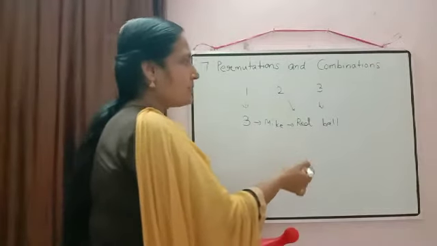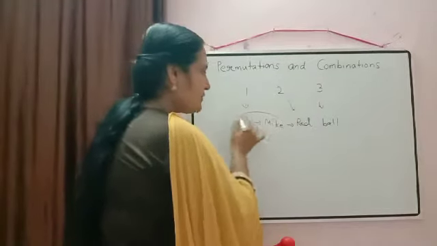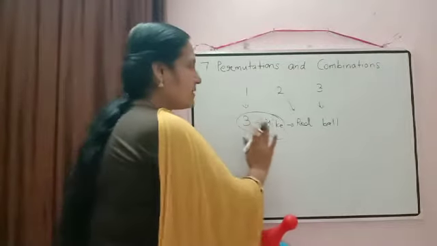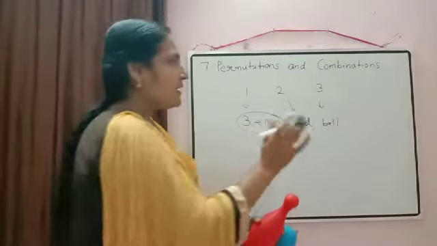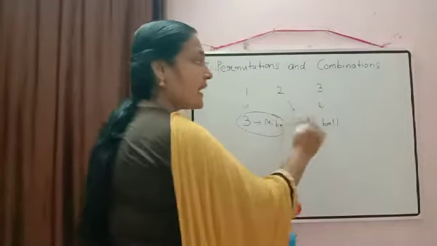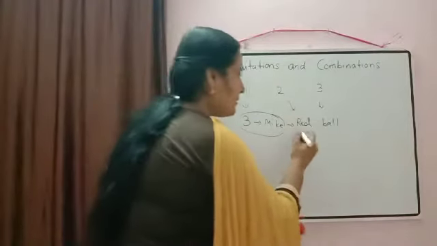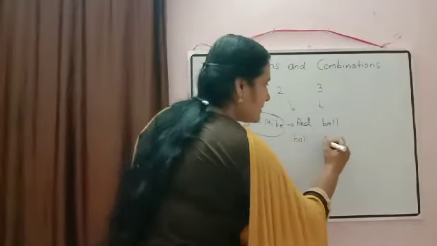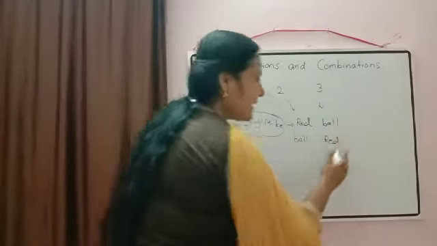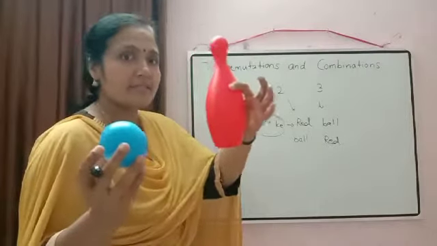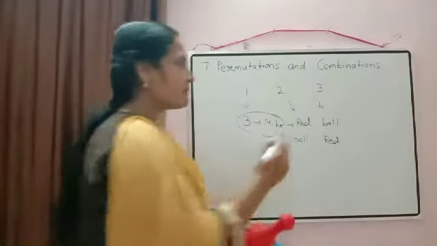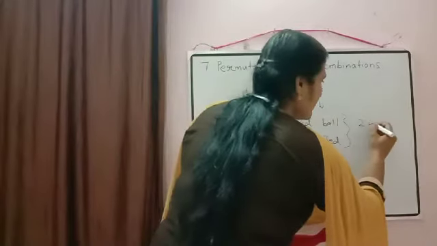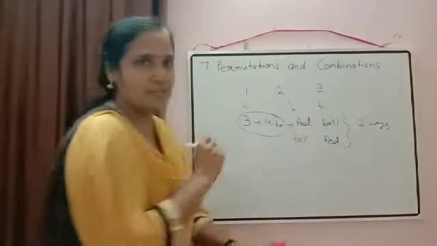It might be possible that, keeping the first one fixed, the first child selects the mic only, and now for the second and third there can be a change. The second child can select the ball and the third child can select the red object. This is another possibility, correct? So in total, how many possibilities are there? Two ways of arrangement.